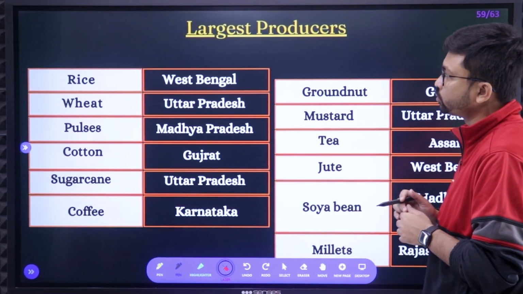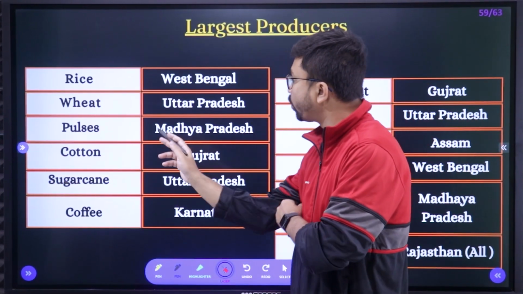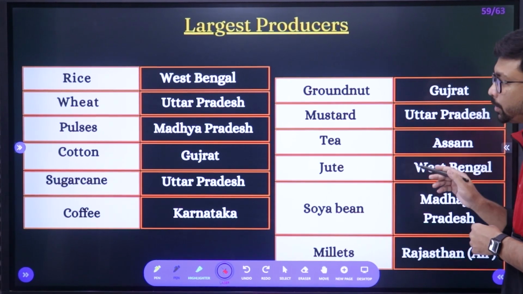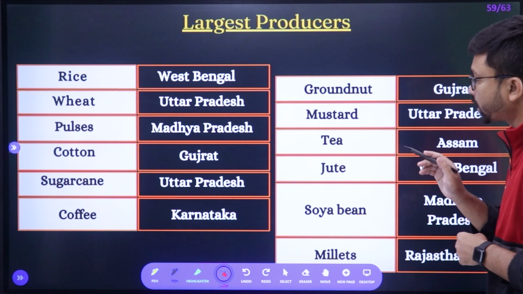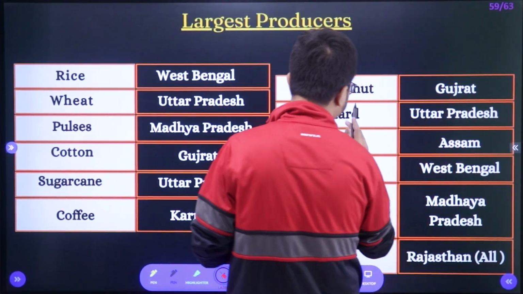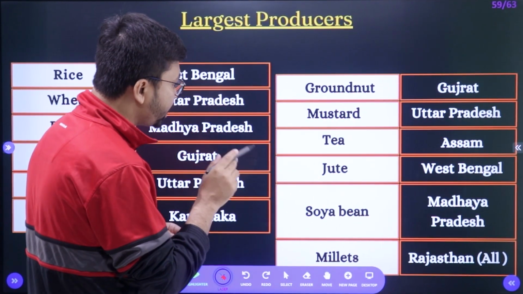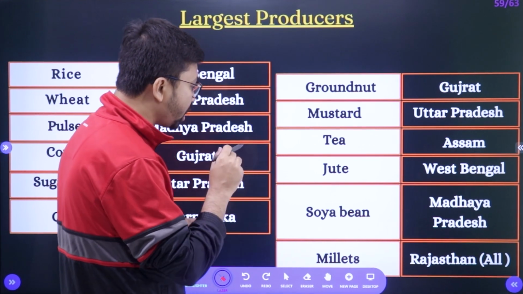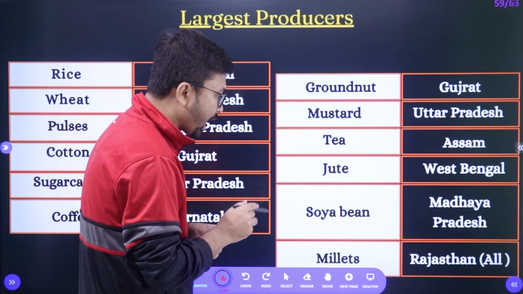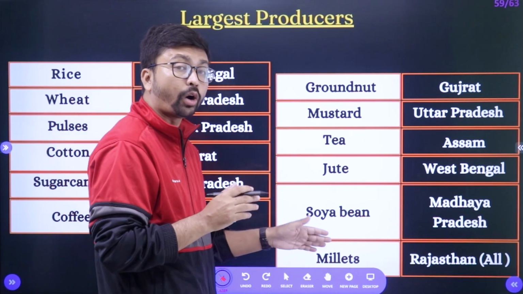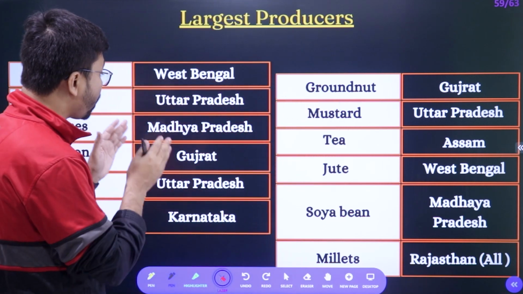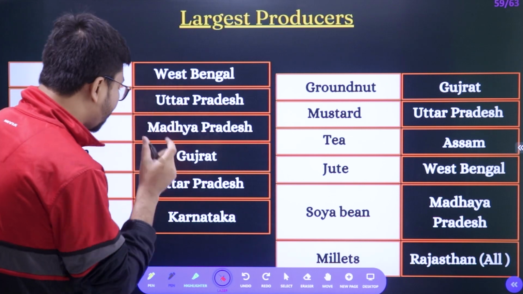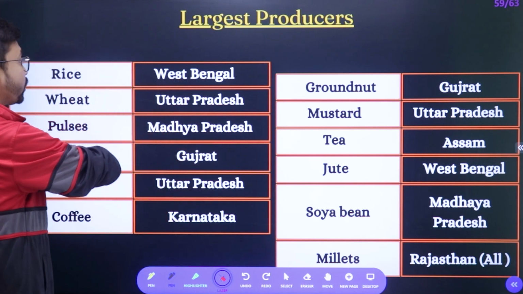The largest producers: rice, West Bengal; wheat, Uttar Pradesh; pulses, Madhya Pradesh; cotton, Gujarat; sugarcane, Uttar Pradesh; coffee, Karnataka; groundnut, Gujarat; mustard, Uttar Pradesh; tea, Assam; jute, West Bengal; soybeans, Madhya Pradesh; and millets, Rajasthan, meaning all types of millets. So those are the largest producers of those particular crops as per the states. This you need to remember.